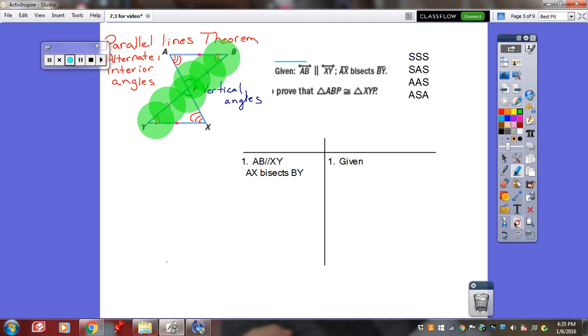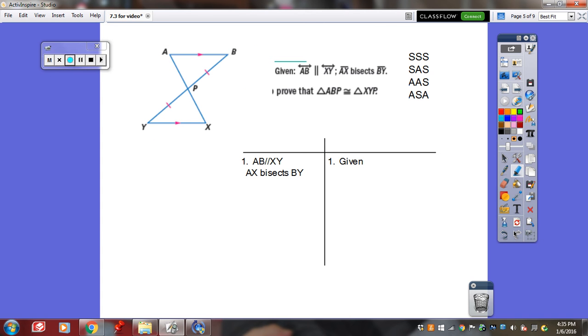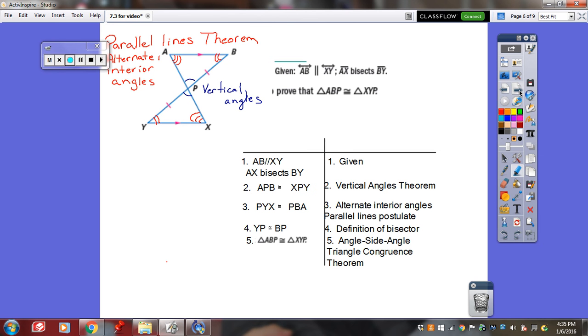So now that we know all of this, let's go ahead and write the proof. It should be fairly easy now that we already have all this information. So going to the next slide. All right, so here's our proof. We talked about our vertical angles. So I stated that those two are congruent because they're vertical.